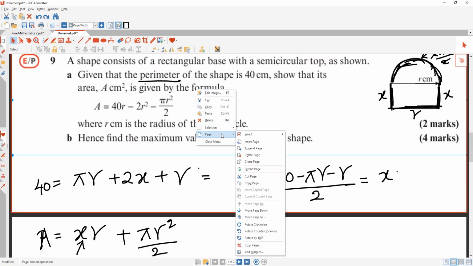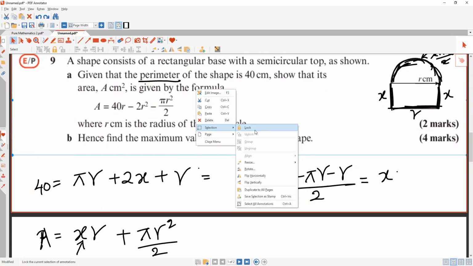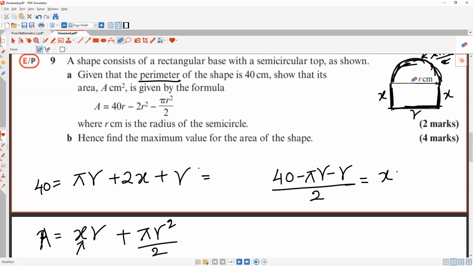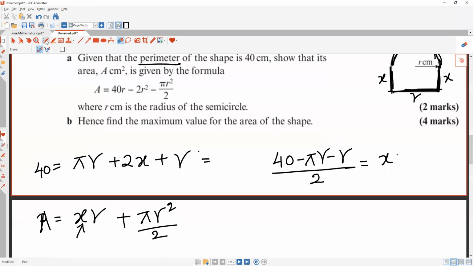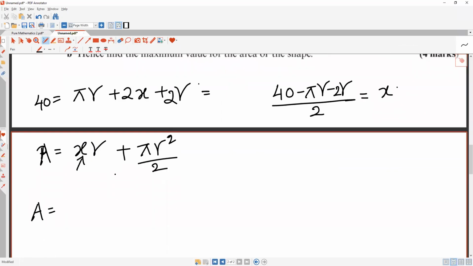Wait, you gave r for the perimeter. Let me look at it. Oh, this is going to be 2r, you're saying. Okay, yeah, this is going to be 2r then. This made confusion. Okay, you're having 2r over here, you also need 2r here as well. Anything else? No. Okay, now in place of x let me write 40 minus pi r minus 2r, divided by 2.